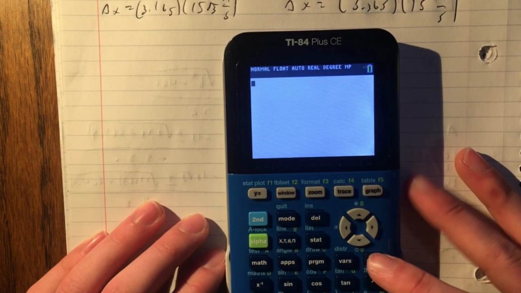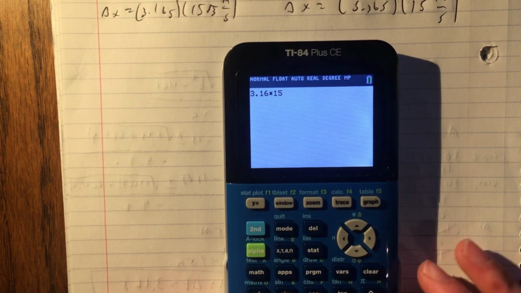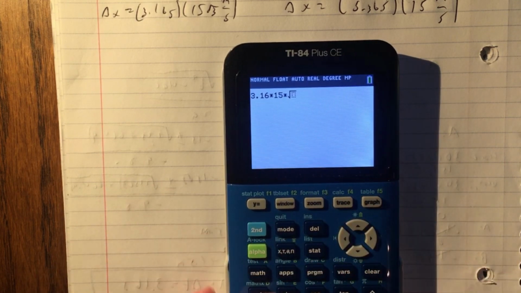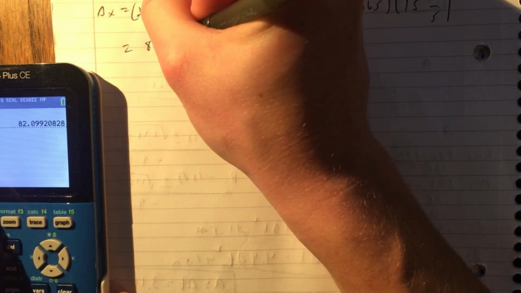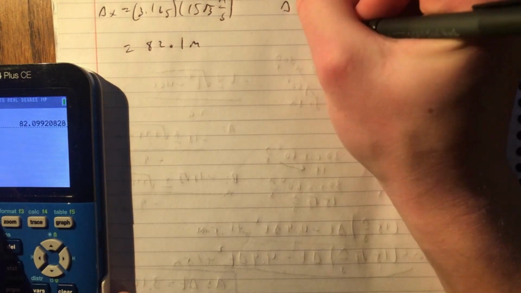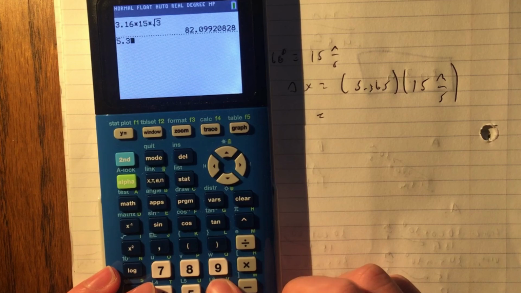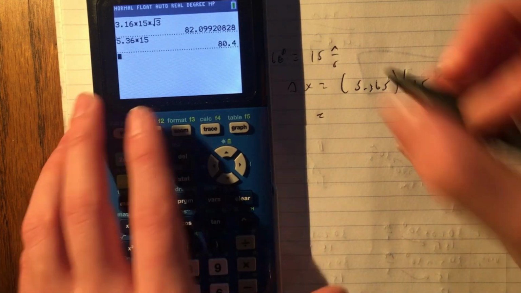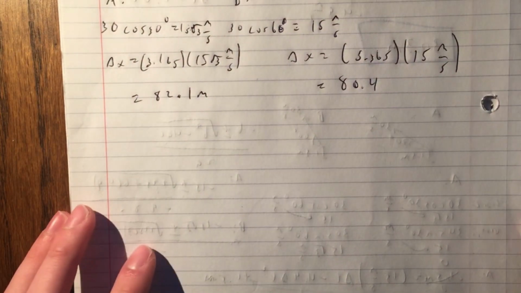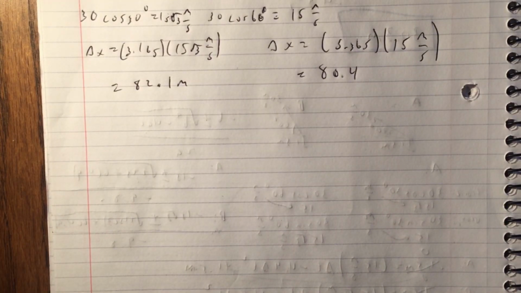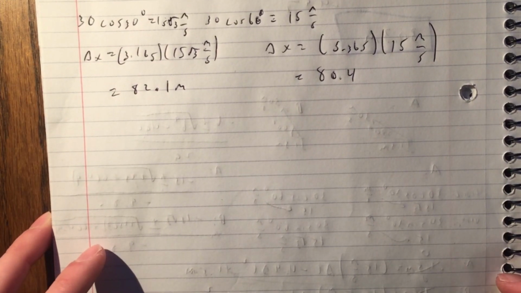Okay, so 3.16 times 15 times square root 3, and 5.36 times 15, 88.4. Okay, so you might think we're done here, but I sort of gave it away when I said I couldn't call this displacement, because this isn't actually displacement.